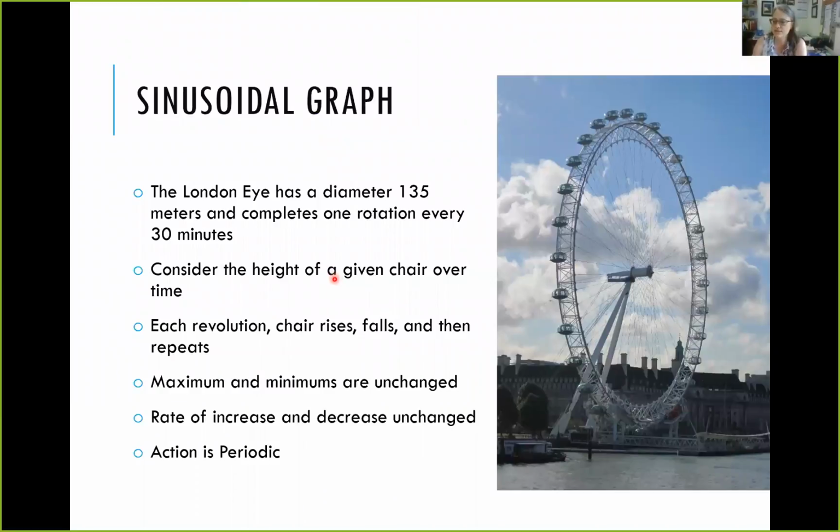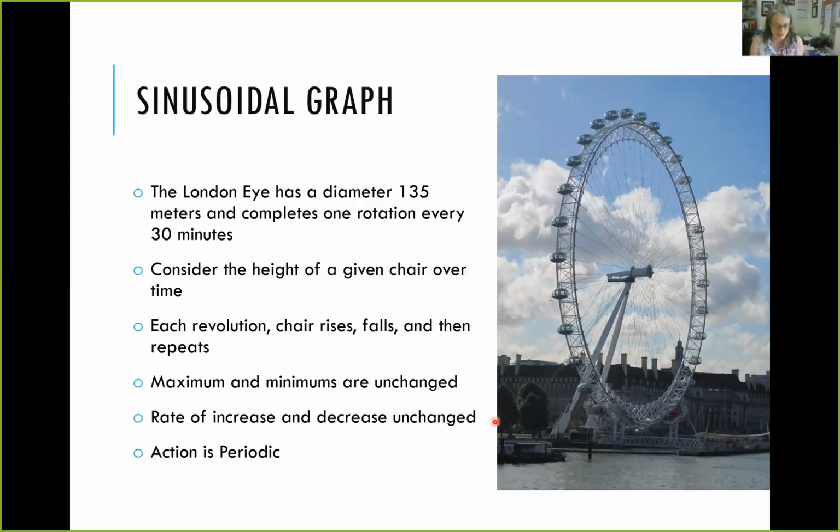So we're going to develop this in relation to a circle. Let's think about a giant Ferris wheel, specifically the London Eye. This thing has a diameter of 135 meters. I would convert that to feet, but I don't remember what it is, 400 and some odd feet, I think. And it takes 30 minutes to go all the way around. So if you get on here, it takes 30 minutes to go all the way back around.